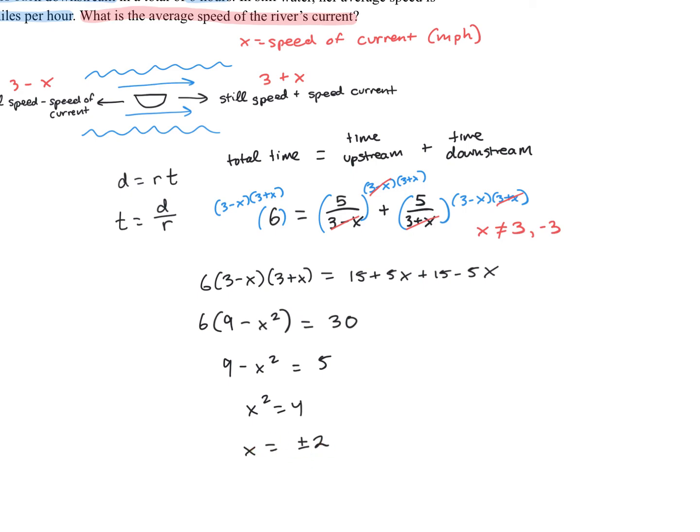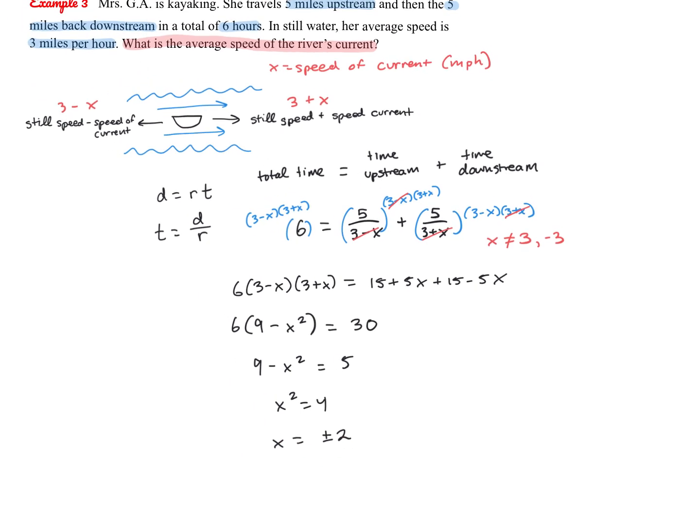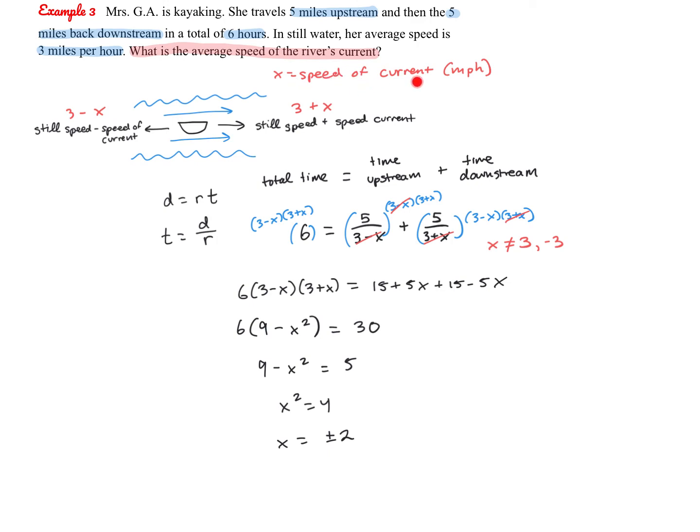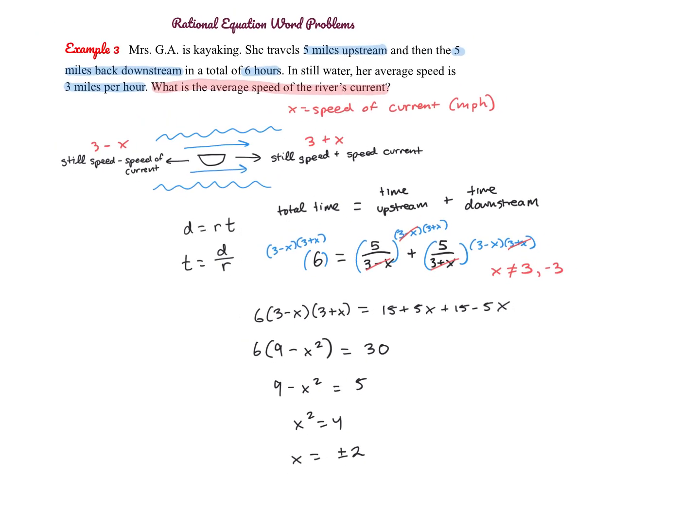And then if you look at the answers we got, plus or minus 2. Now remember, x represents the speed of the current, and we can't have a negative speed, so that negative answer won't work since it's a word problem. So our only answer is going to be the positive 2. So that means that the speed of the current is 2 miles per hour. And again, we do need to check our excluded values, but 2 is not an excluded value, so we are good to go.